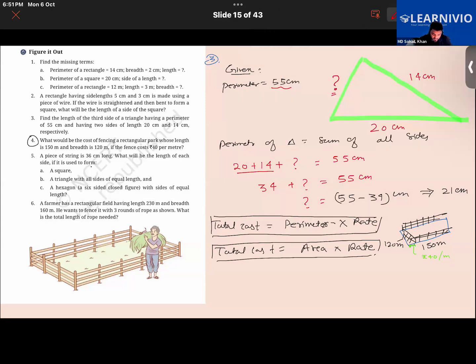Then how do you spot the rate? Like here, it is written rupees 40 per meter. So rate will always be written as rupees 40 per meter in case of a perimeter based question. Or in some question it will be written as rupees 40 per square meter in an area based question.